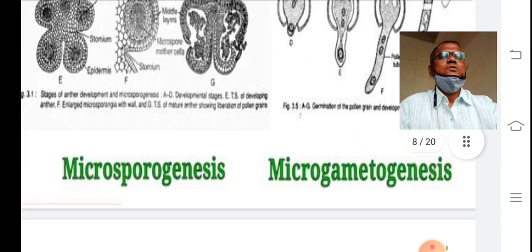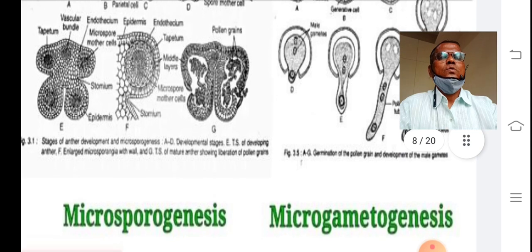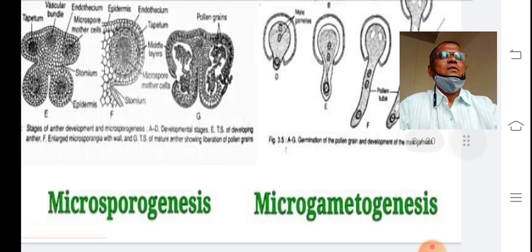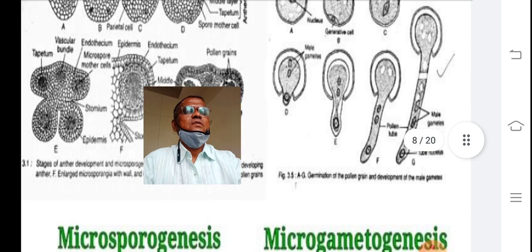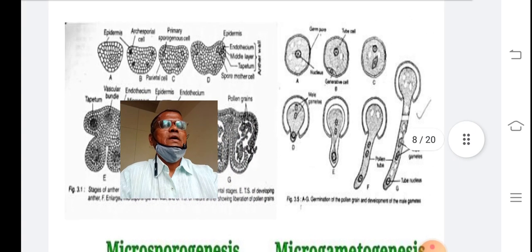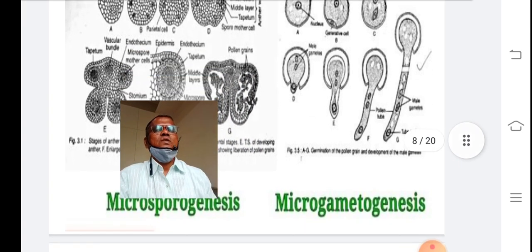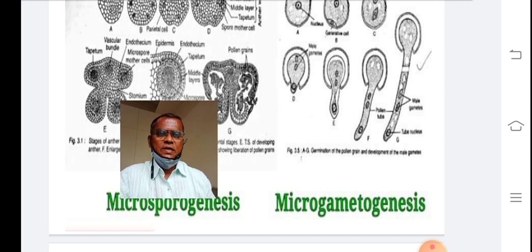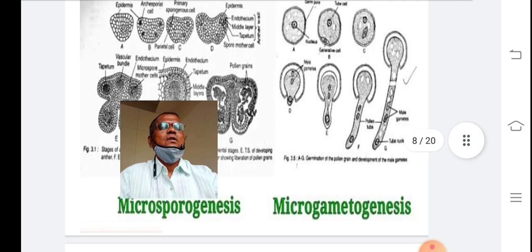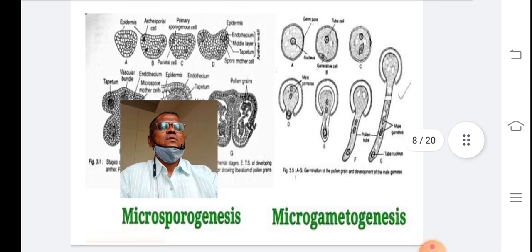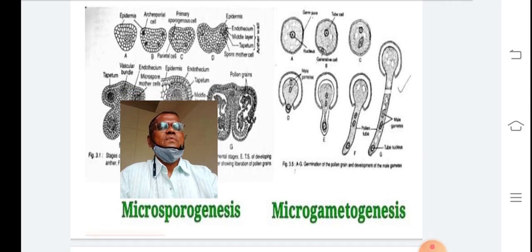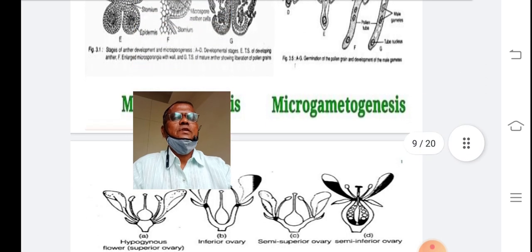These two processes: one is called microsporogenesis, and the gamete formation is called microgametogenesis. So what is microsporogenesis? The development of haploid pollen grains. And what is gametogenesis? The development of the gametes in the pollen, right? Pollen tube formation and gamete formation. So please remember the differences.